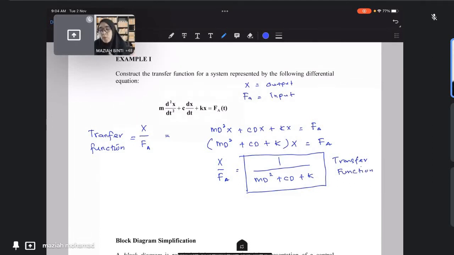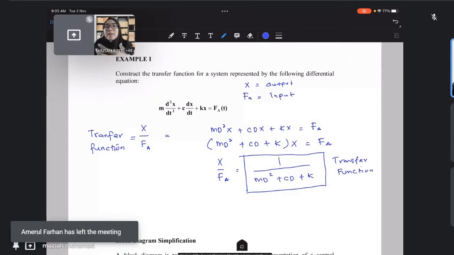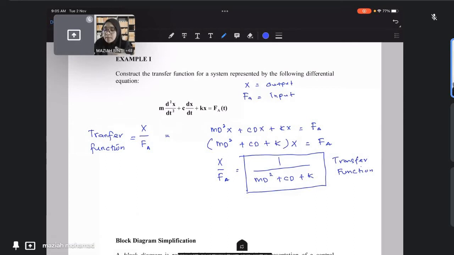Right, so 1 over (m D squared plus c D plus k) is the transfer function, where we know m is the mass, c is the damping coefficient, k is the spring stiffness coefficient. So we will have the values there. It depends on the system itself: how much weight the mass has, how much damping is in the system, and how stiff the spring is. So a different design of the system will provide a different output. Okay, so this is an example of a transfer function.